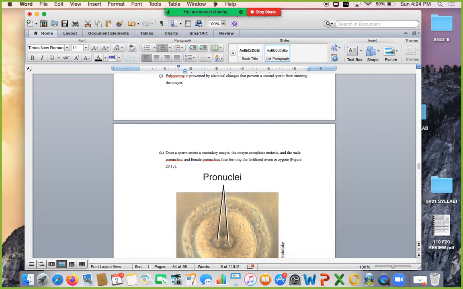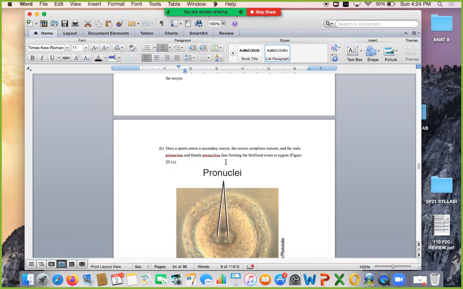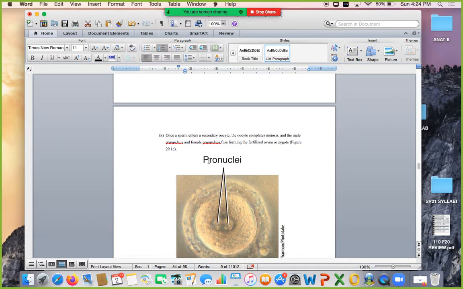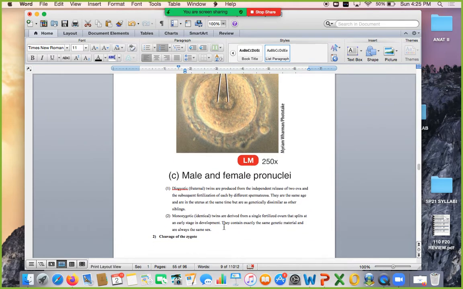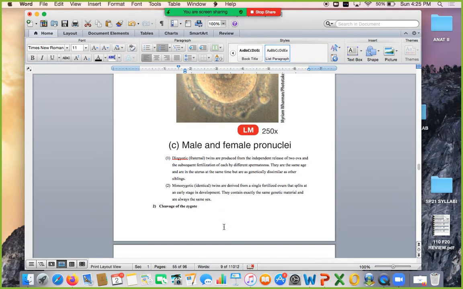All right, so once the sperm enters into the secondary oocyte, the meiotic event is completed. So meiosis II is going to be completed. The male pronucleus and the female pronucleus fuse. So here are the two pronuclei about to become one. And at that point, we are going to have what's called a zygote.